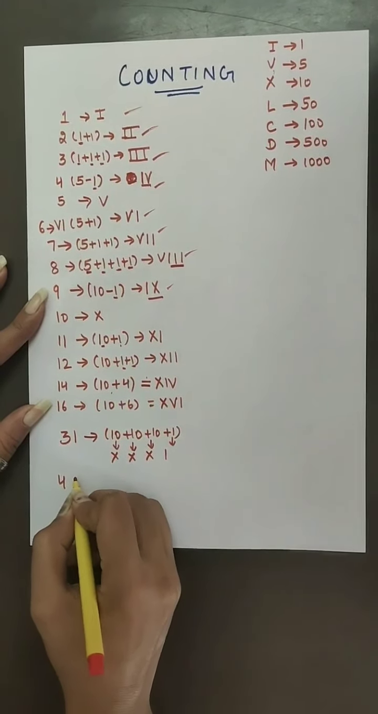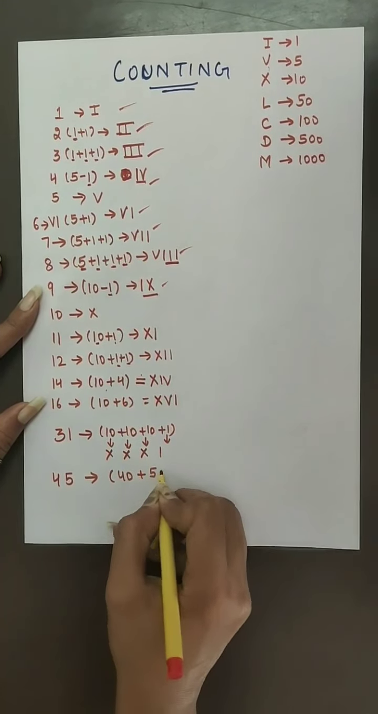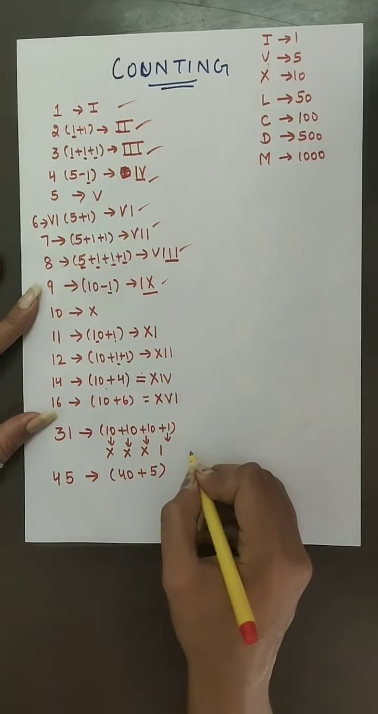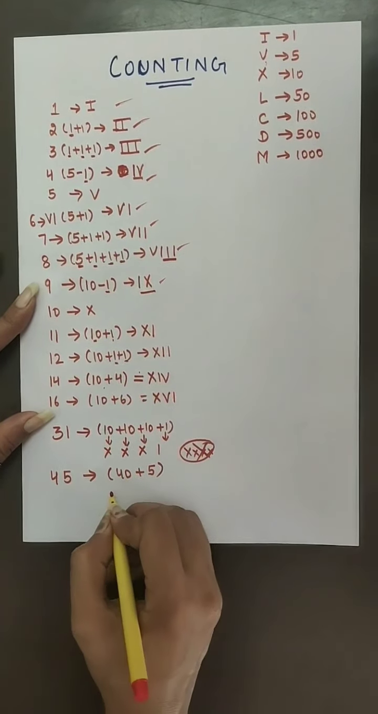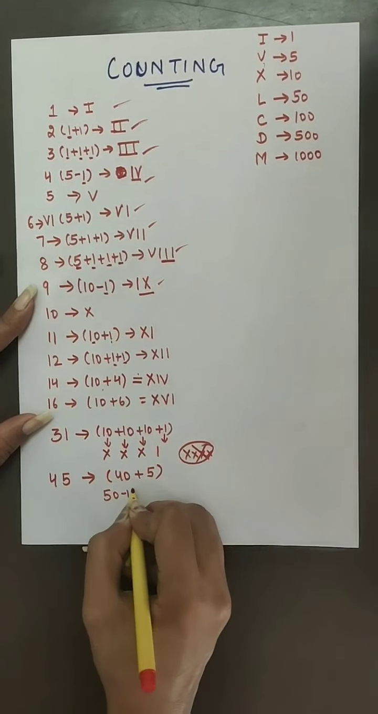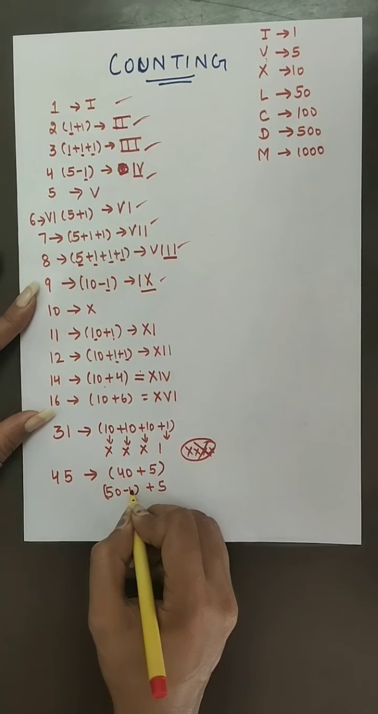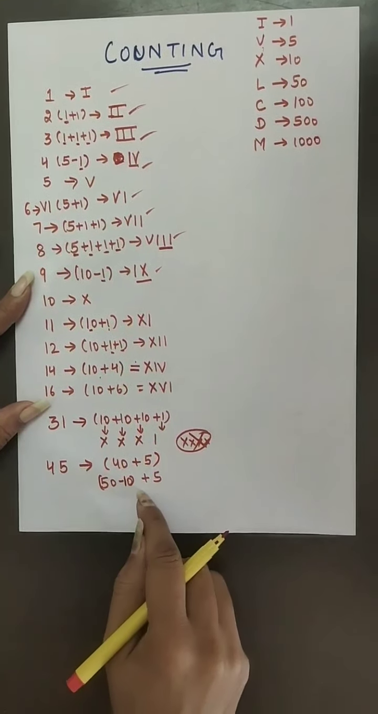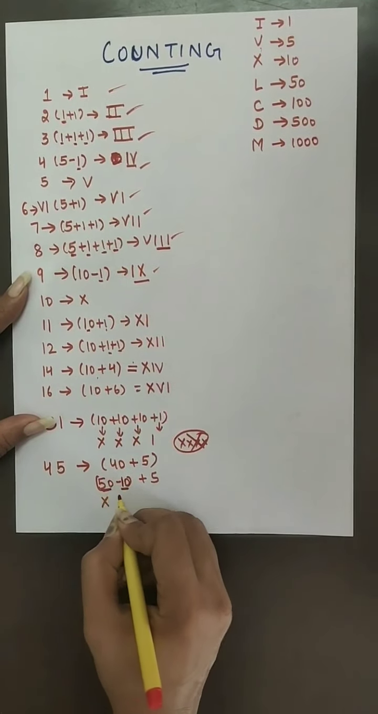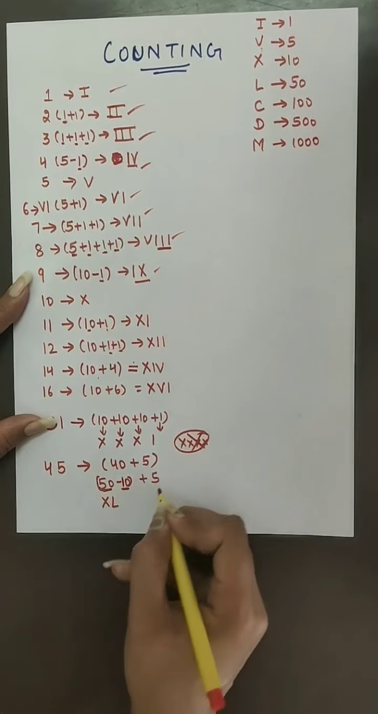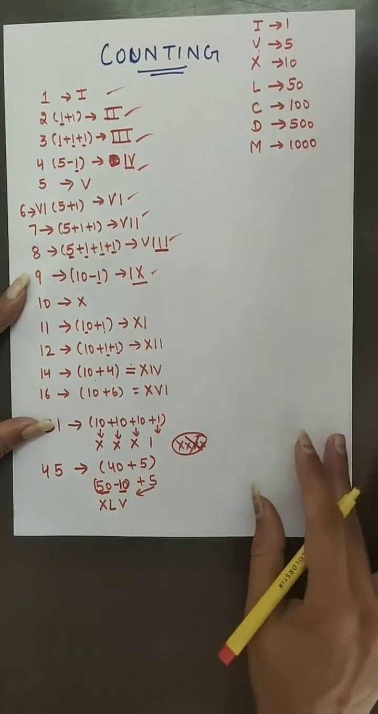Next I'll take 45. Now 45 can be written as 40 plus 5. But for 40 we can't use XXXX, as I have told you, it can be repeated only 3 times. Means 40 can be written as 50 minus 10, and this 5 comes as it is. Now the smaller value, I'll write X first, then for 50 I'll write L, then for this I'll write V. So XLV is the symbol of 45.